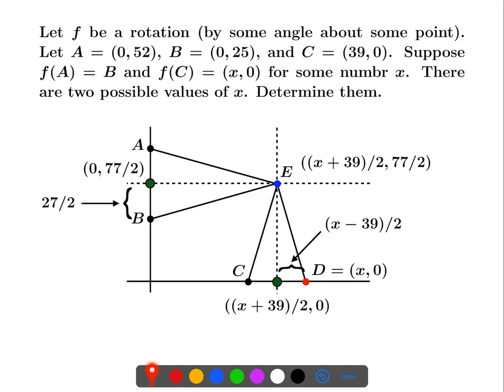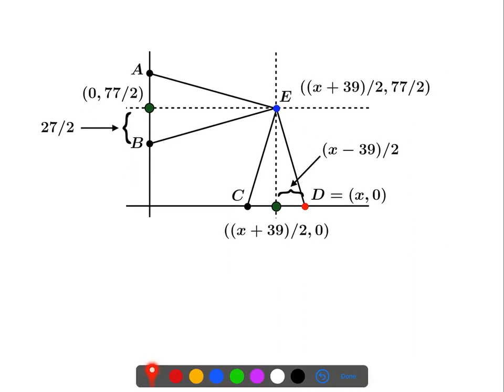I also know what this length is. That's the same as the x coordinate of E. So I'll go ahead and just put an arrow there. That's the length for the x coordinate of E, going from here to here. And similarly, from here to here is just the y coordinate of E. So that's 77/2.